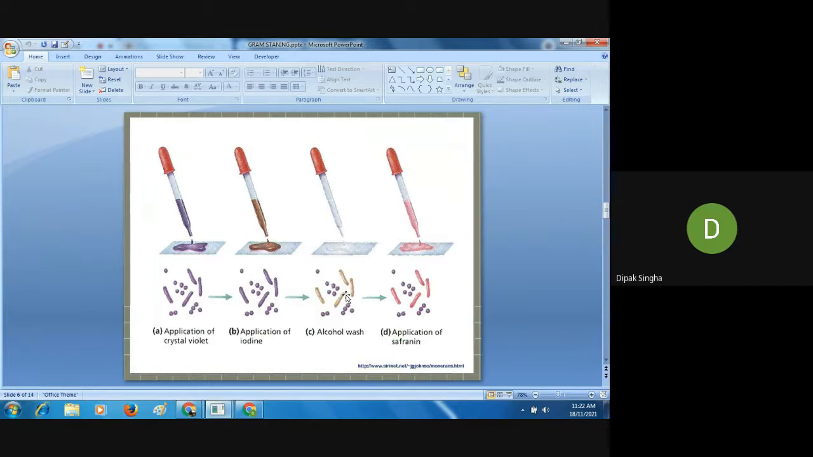Next you add the safranin dye. The way I am explaining it, you can remember it; there is no need to do the practical, and even without the practical there will be no problem. Then you add the safranin dye, which is red in color, and then only the rod shaped bacteria will be red, while the others remain purple in color. So this is a mixed culture. From this we understand that it is a mixed culture, with both gram positive and gram negative bacteria present in the smear. Clear?